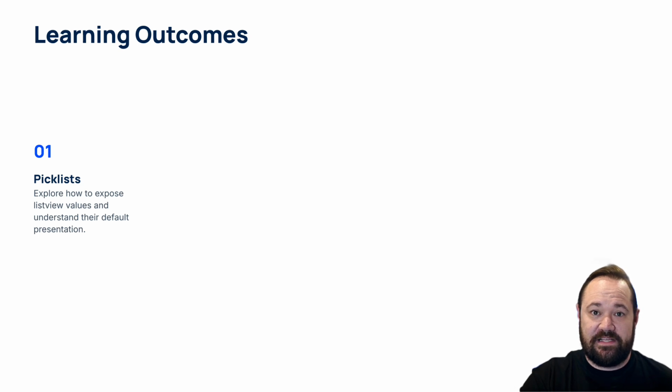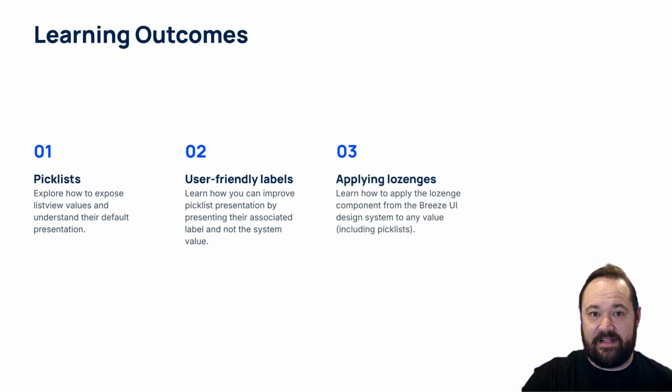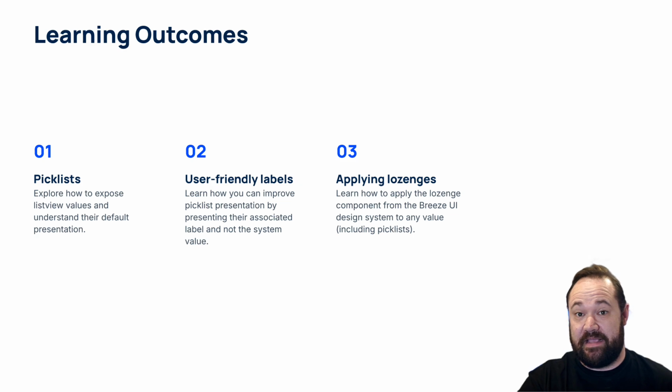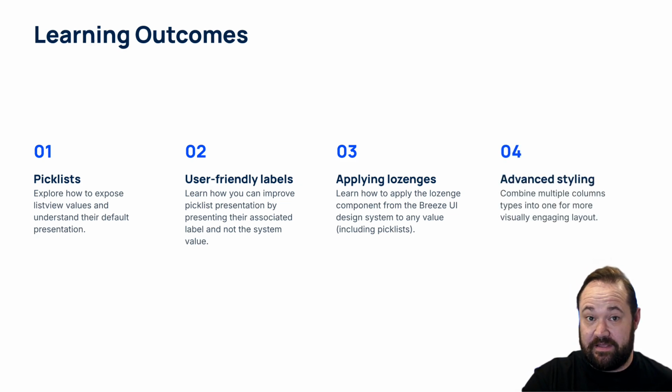So in this lesson, we'll explore how picklist values are displayed by default, how to modify them to show user-friendly labels, and how to enhance their appearance using things like lozenges, a UI component designed to make key information stand out. Then we'll take it a step further by combining an image and text into a single column for a more structured, visually engaging layout.